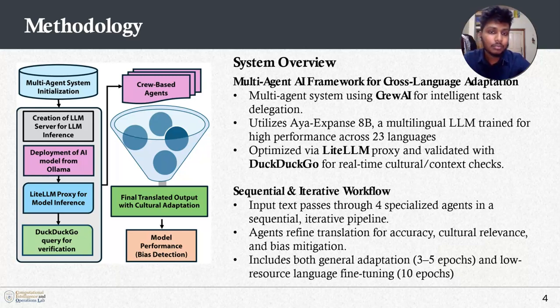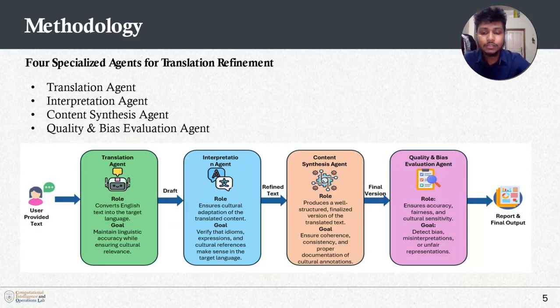And if we talk about our model a little bit more, Aya Expanse is an 8 billion parameter model, which is trained on up to 23 languages. In this work, we chose Hindi, Turkish, and Hebrew, which were well trained in this model. And we include both general adaptation, where we tried 3 to 5 epochs, and low resource language fine tuning, where we tried 10 epochs.